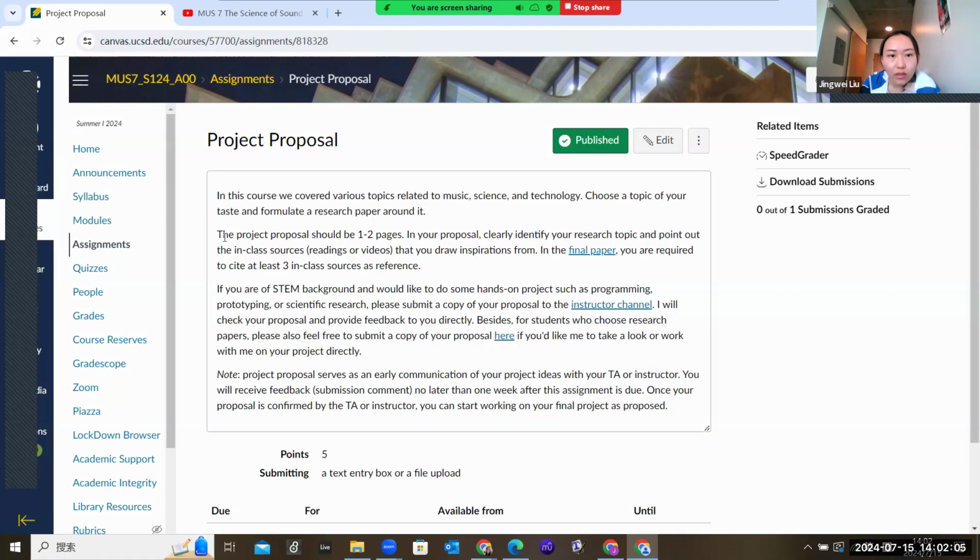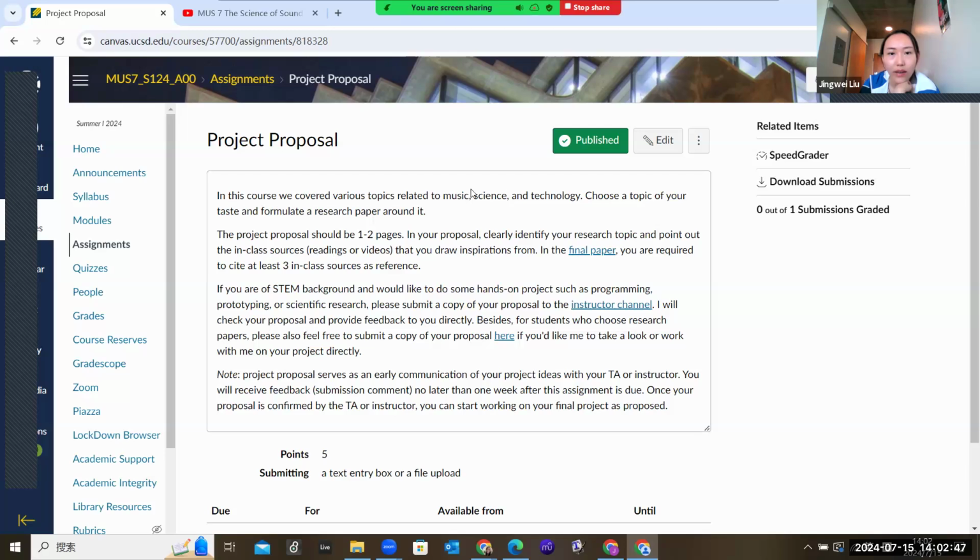In this description, project proposal should be 1 to 2 pages. You just identify your research topic. So what topic you would do, and point out the in-class sources. So in-class sources can be any reading or video provided in class. Okay, and you just submit your project proposal to your TA or me, and we will give you feedback in 1 week, and then after you get the confirmation from your TA, you can start working on your final project or final paper.